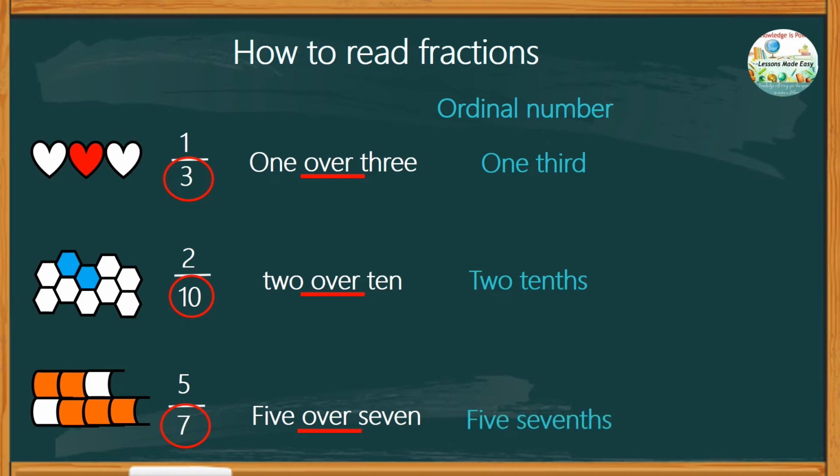You might probably be wondering why, with tenths and sevenths, we added s. That is because if you look at the number of the parts shaded, or the numerators, 2 and 5 are more than 1. There are special names for these fractions: a half and a quarter.